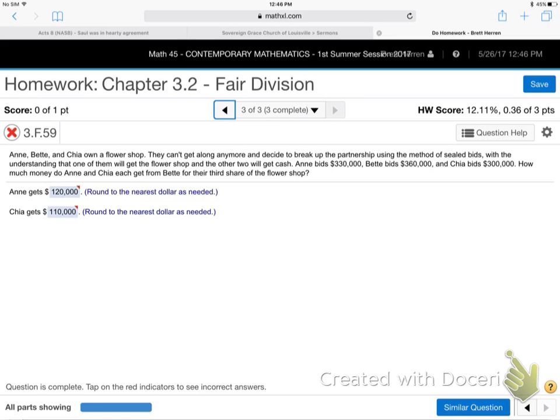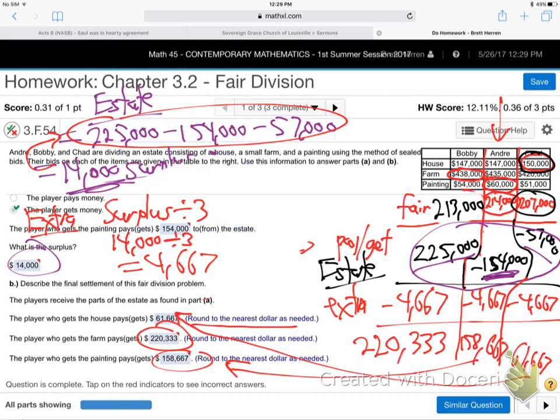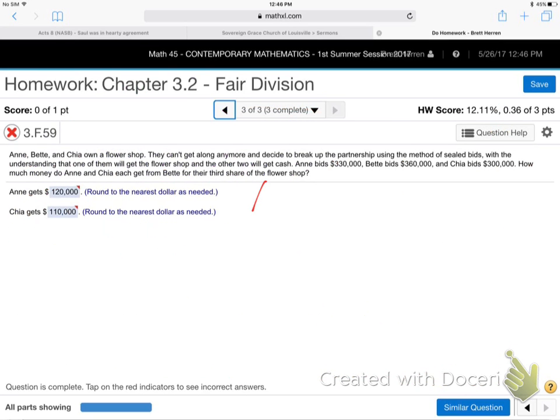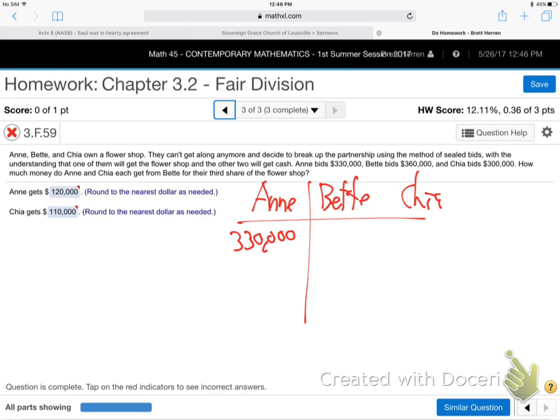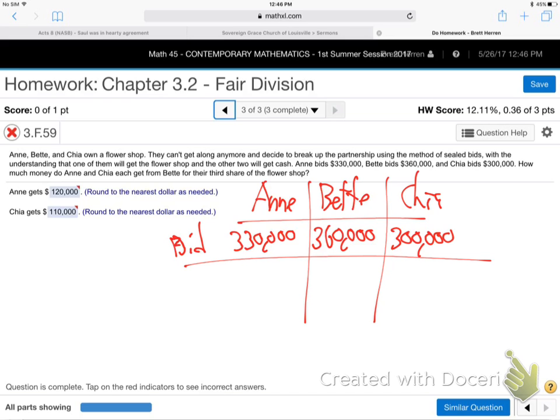So let's make a table with it. Do the people go on the top? Yeah, the people go on the top. So we've got A, B, and C: Ann, Betty, and Chia. And we've got their bids. What did Ann bid? 330. Betty bid 360. Chia bid 300. Okay, so there are their bids. That's messy.